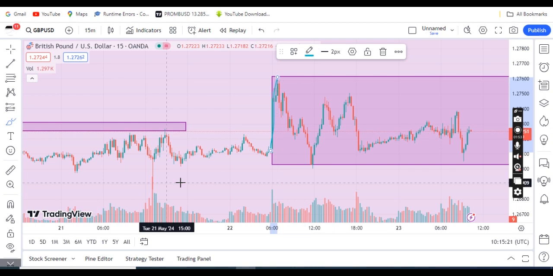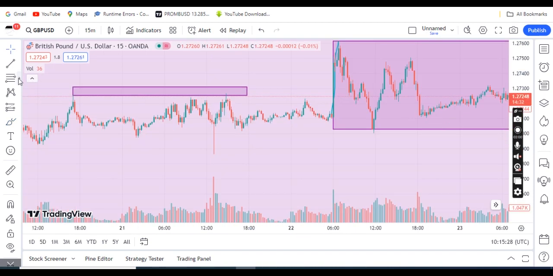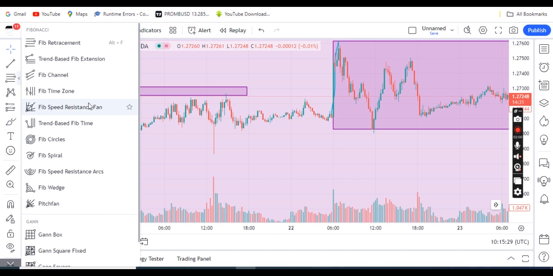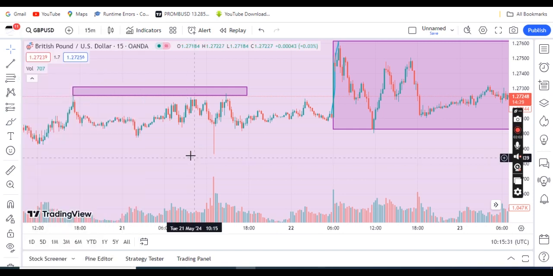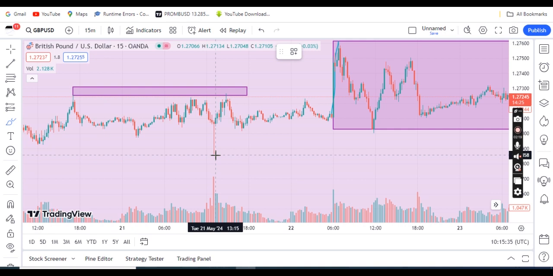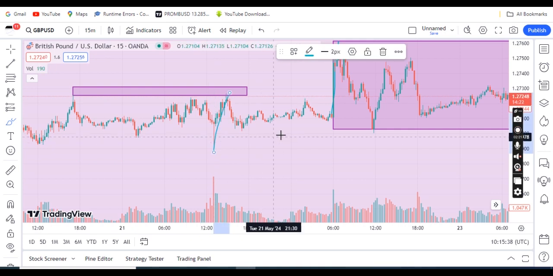When the market smashed it and moved up, what then are you expecting? You should be looking at the market to come and clear the liquidity down. And if the market is coming to clear the liquidity down, you recognize that you have another range here.